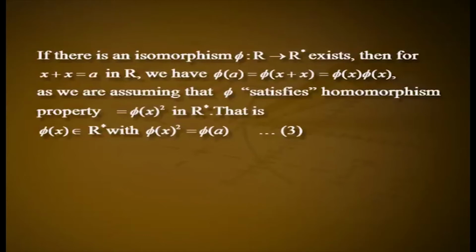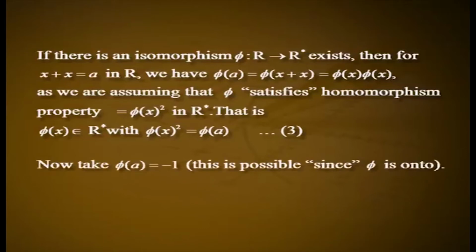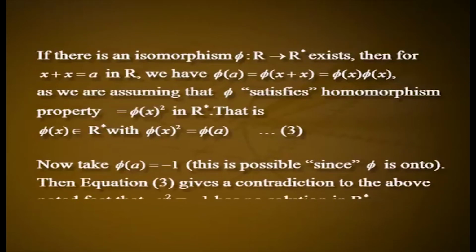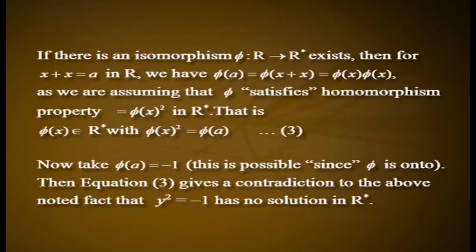Now take phi of a equal to minus 1. This is possible since phi is onto. Then equation 3 gives a contradiction to the above noted fact that y square equal to minus 1 has no solution in R star.